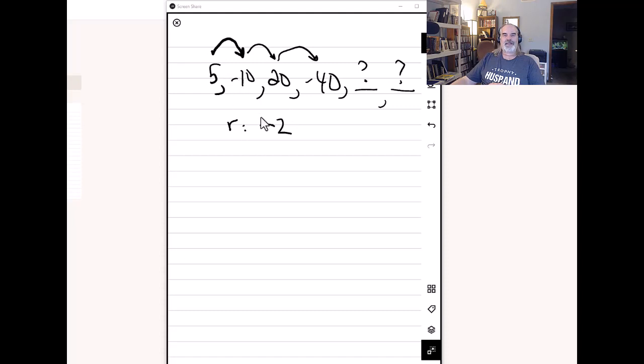Negative 10 times negative 2 is positive 20. Positive 20 times negative 2 is negative 40, and so on. So what are the next two numbers? Well, the first mystery number is going to be the negative 40 times the ratio. Negative 40 times negative 2 is positive 80. And then the next number after that is this number times negative 2, so that next number is negative 160.